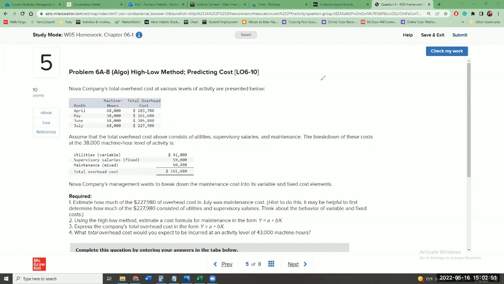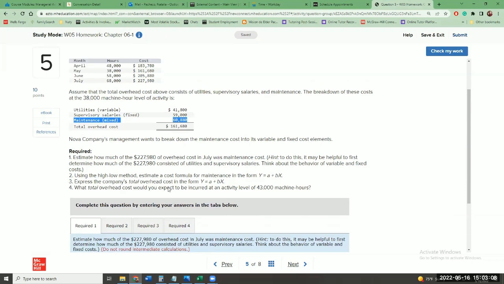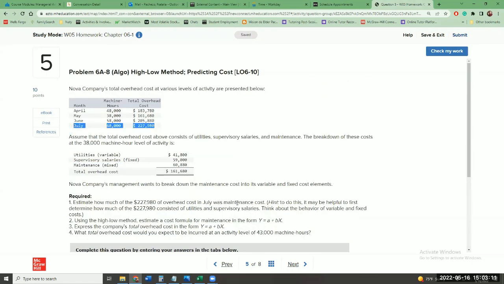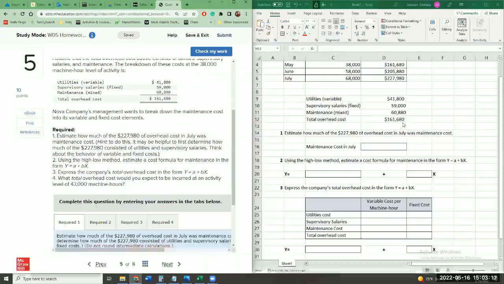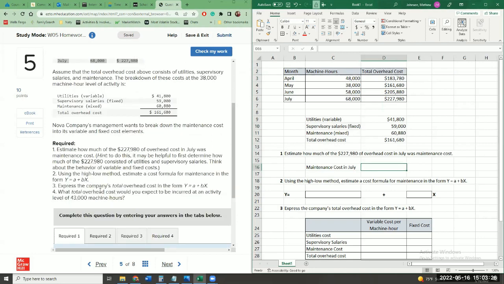Okay, so they want to break down the maintenance cost into its variable and fixed cost elements. We're gonna work with this one first. The first requirement is to estimate how much of the 227,980 of the overhead cost in July was maintenance cost. Okay, so I have an Excel right here. I copy the first two tables and this due requirement 1. I'll probably post this Excel too, so it's easier for you to do this question.